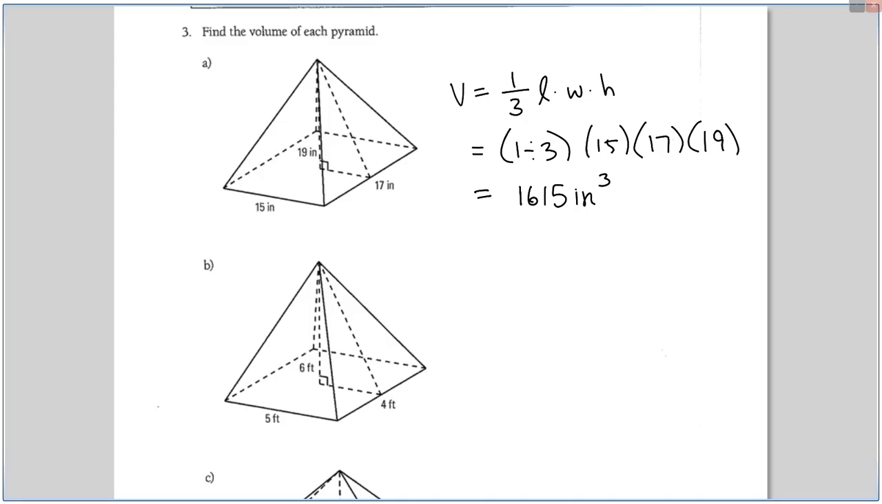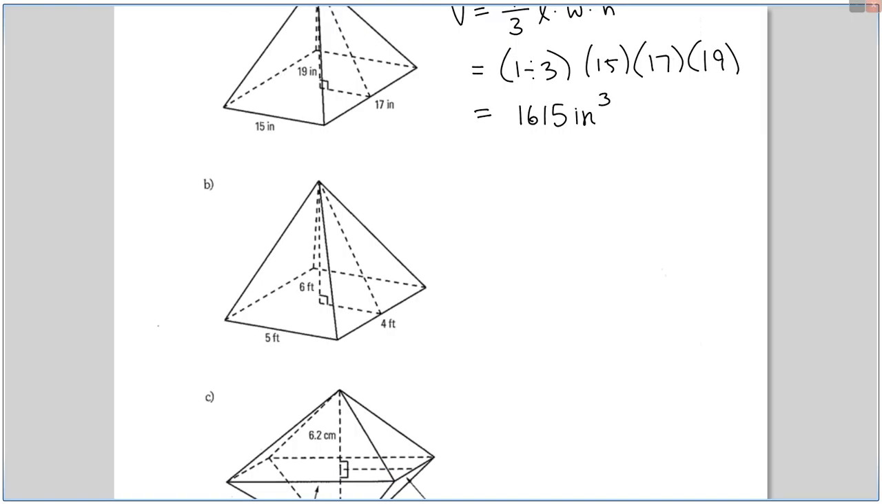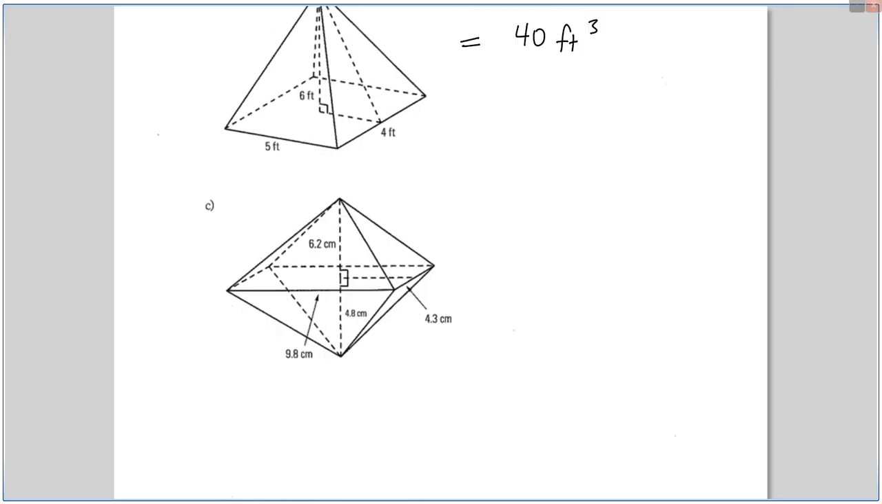Well, 3B is identical, so I'm going to skip 3B. Can somebody just throw out their answer for 3B? 40? And the unit would be cubic feet. Good. 30 times 4, 120 divided by 3. Yeah, that's good. Now what are you going to do for this weird shape?